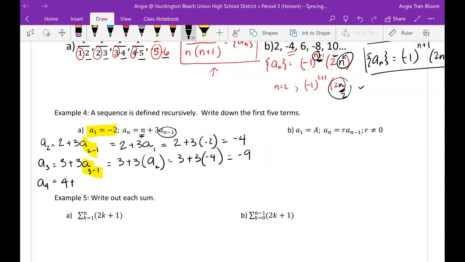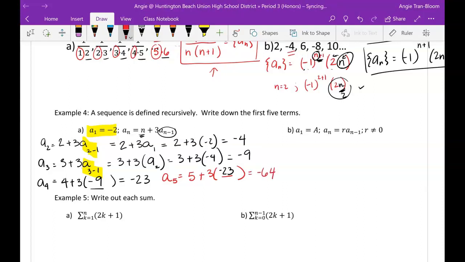Okay, so after a while, I'm going to stop plugging it in. I'm just going to plug in directly what the previous term is, which is negative 9. So if I plug that in straight up, I'm going to get negative 23. And since I'm out of space, I'm going to use a different color so that way you're not lost. Okay, a subscript 5 is now 5 plus 3 times the previous term, and the previous term is negative 23. So now that will give me an answer of negative 64.